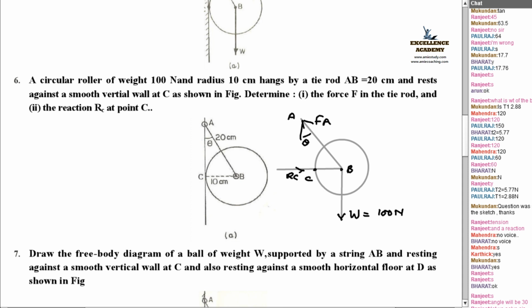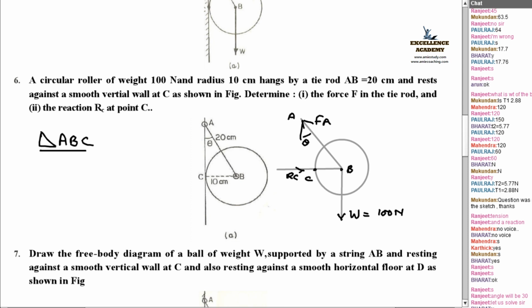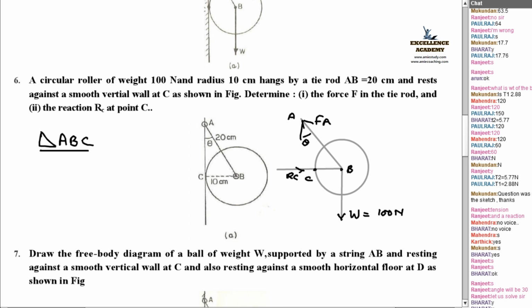So here ABC is a right triangle. Am I right? AB is the hypotenuse and BC is the opposite side. Agreed? In this right triangle, AB is the hypotenuse and BC is the opposite side.